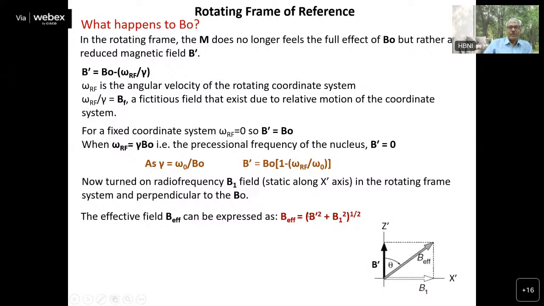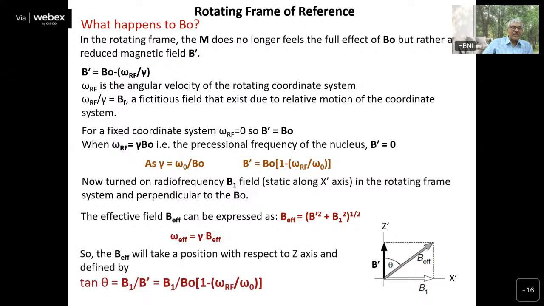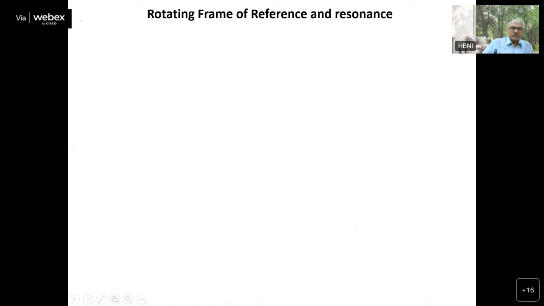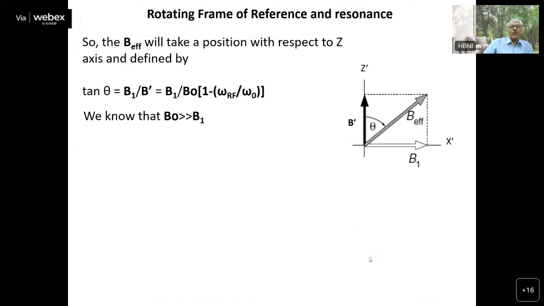Now, what will be the position of this effective field? Whether it will be in the Z direction, or in the X prime direction, or anywhere between Z prime and X prime. One can very easily find that out from the relation that tan theta, the angle which B effective forms with the Z axis, can be found by a trigonometric relationship. It is B1 by B prime, and this B prime, which I have already shown here, is B0 into 1 minus omega RF by omega 0. Now we know that B0 is much greater than B1.